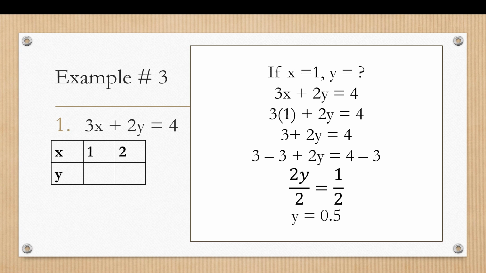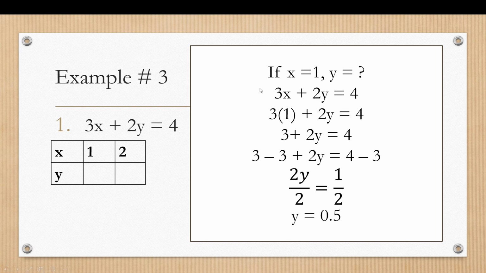Now we need to transpose the number 3 to the opposite side of the equation. So we subtract it from itself, which will result to 3 - 3 + 2y = 4 - 3. So it will give us 2y = 1. We divide both sides by 2 to eliminate the number 2, which will give us y = 0.5, corresponding to x = 1.